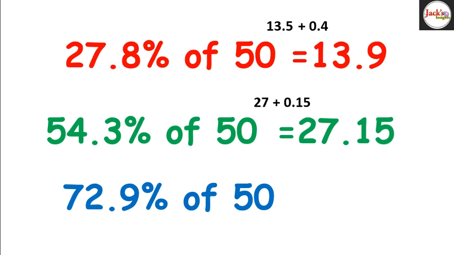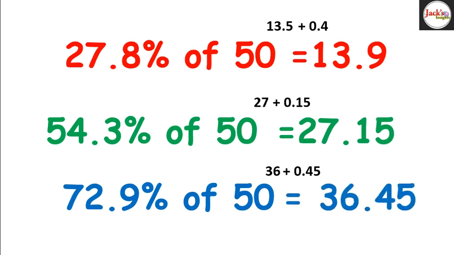Okay? Now, let's have the 72.9% of 50. Same process. Get the half of 72. What is half of 72? That is 36. And half of 0.9, that is 0.45. Therefore, 72.9% of 50 is 36.45. Okay? So, that is how to get any percentages of 50.